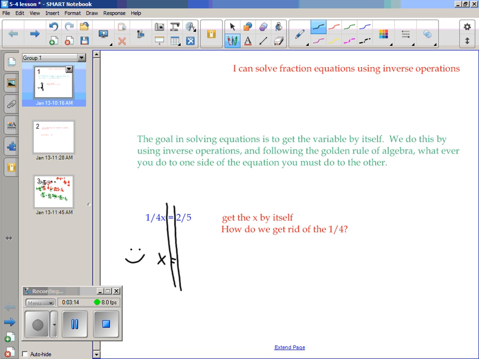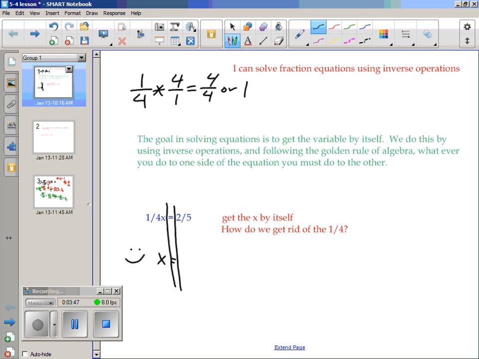Now, who can remember what is the definition of a reciprocal? Reciprocals are two numbers whose what? Whose product is 1. So look at this. If we want to get 1x, let's just multiply by the reciprocal. 1/4 times 4/1 equals 4/4, or 1. And that's what we want to get, is 1x.